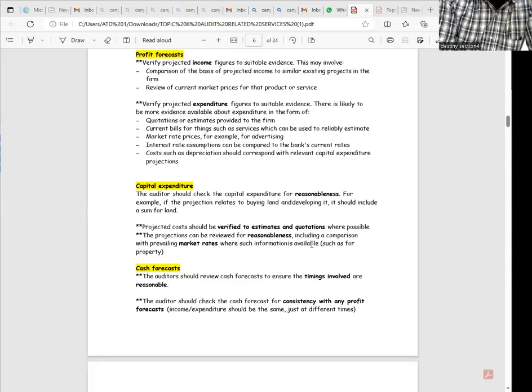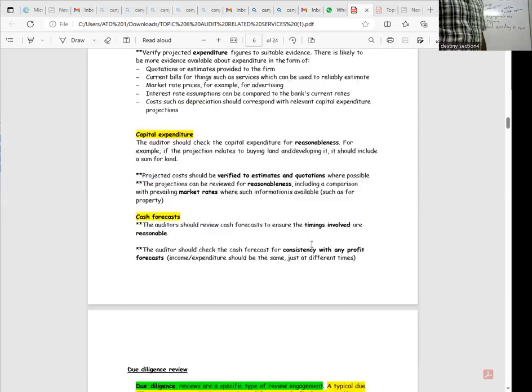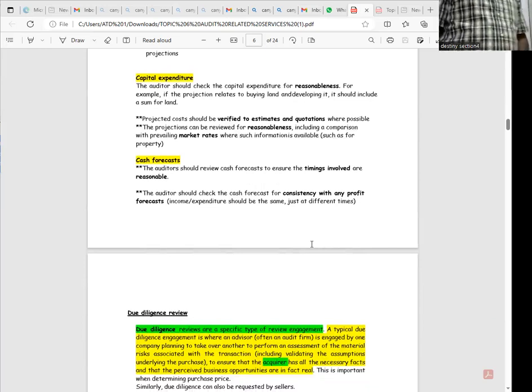The auditor should check the capital expenditure for reasonableness. For example, if the projection relates to buying land and developing it, it should include a sum for land. Projected costs should be verified to estimates and quotations where possible. The projections can be reviewed for reasonableness, including a comparison with prevailing market rates where such information is available, such as for property. Then the other important area is the cash forecast.